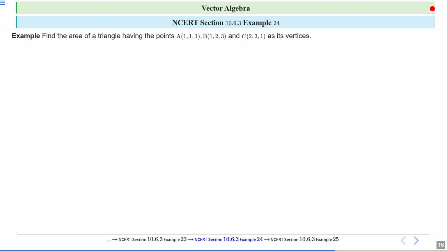We will use the formula for the area of the triangle given by half of the magnitude of the cross product of the two sides, right? So area will be half into magnitude of AB vector cross AC vector, right? Where AB and AC are the vectors from A to B and A to C, right? So let's see how we can find.